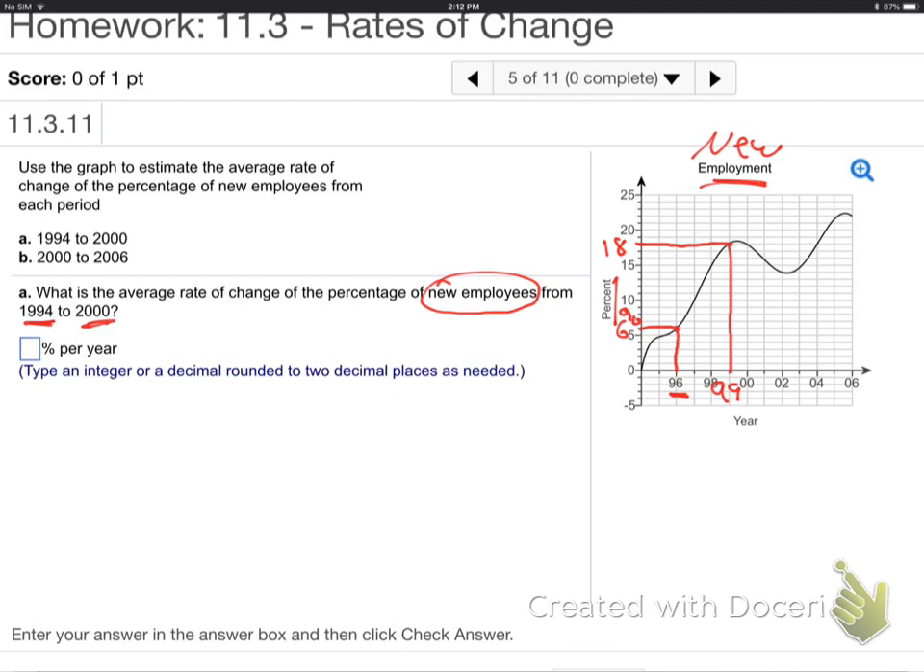So, all right, how do we figure this out? So what do they ask me? The average rate of change. Like how much did it change from 94 to 2000? Between 1994 and 2000, what was the average change in the percentage of new employees? Well, let's find those two particular spots on the graph. Again, this is new employees. In 1994, which is right there, huh?